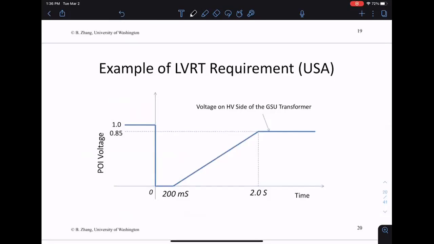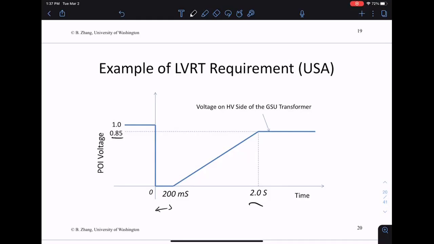So this is the US or the FERC requirement. This is to say the first drop can go to 0. You need to survive a fall that can go to 0. This fall can last for 200 milliseconds, and may take 2 seconds to recover to about 0.85 per unit on voltage. So this is an example in the US. These are the numbers we use basically.